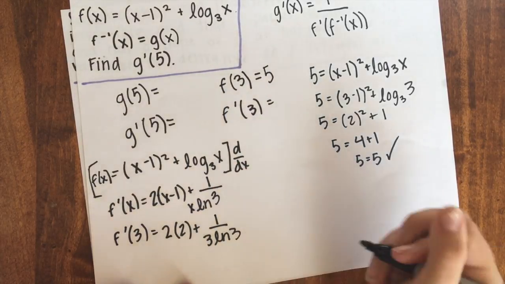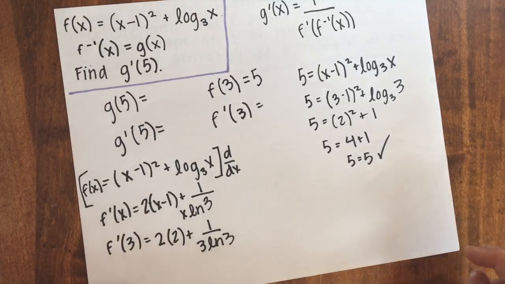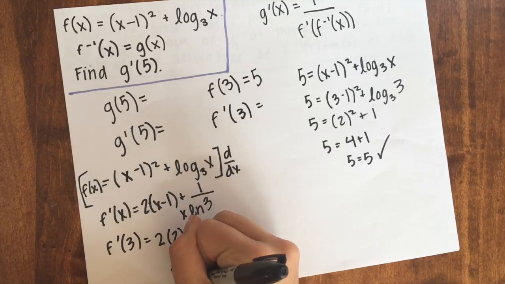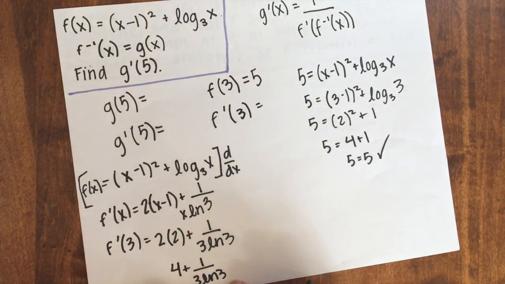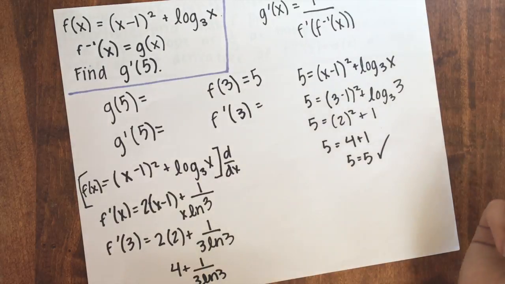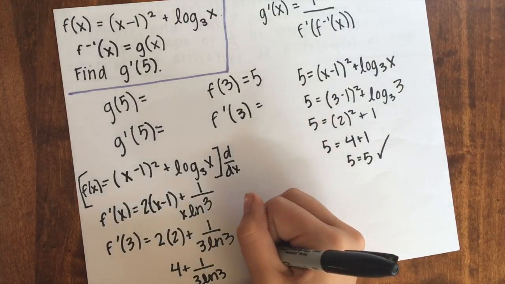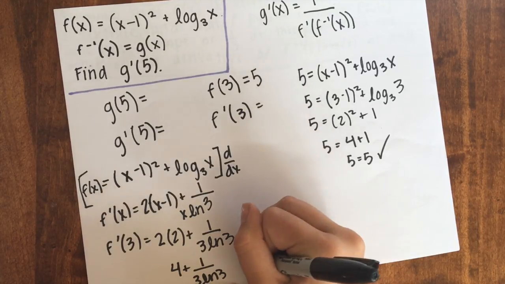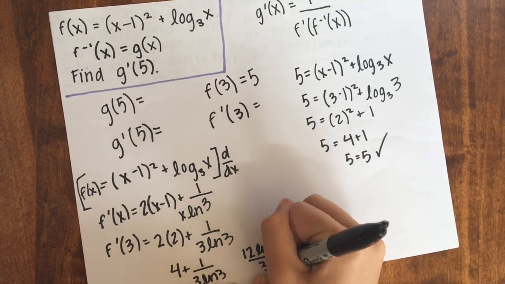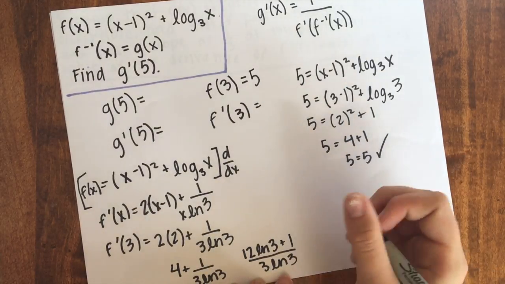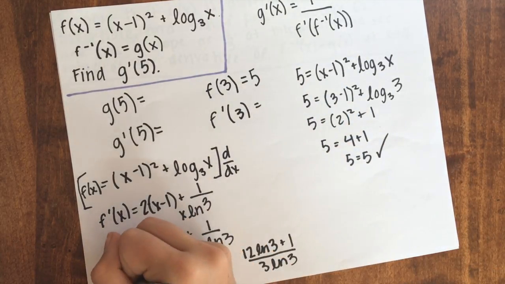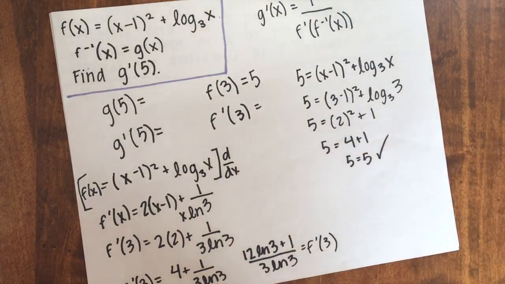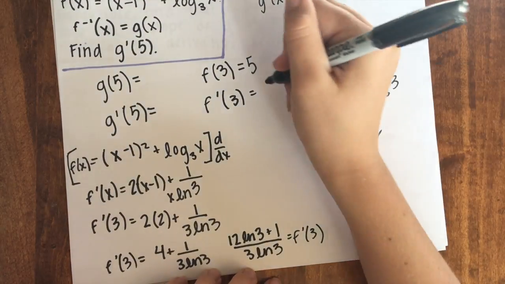And you get 2 times 3 minus 1, which is 2, plus 1 over 3 ln 3. So you get 4 plus 1 over 3 ln 3. And I'm going to multiply to get a common denominator. So I'm going to end up with 12 ln 3 plus 1 over 3 ln 3. And I'm going to leave the values exact for this problem. So we get that f prime of 3, I'm just making sure I write that next to all of them, equals 12 ln 3 plus 1 over 3 ln 3.